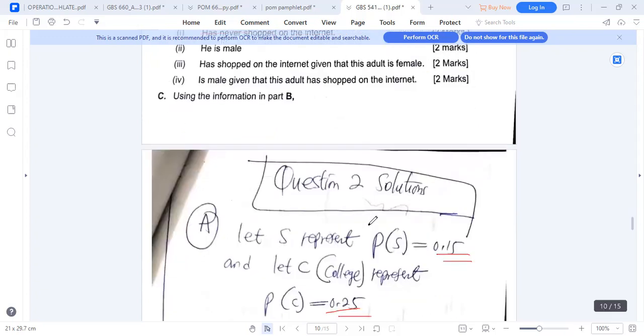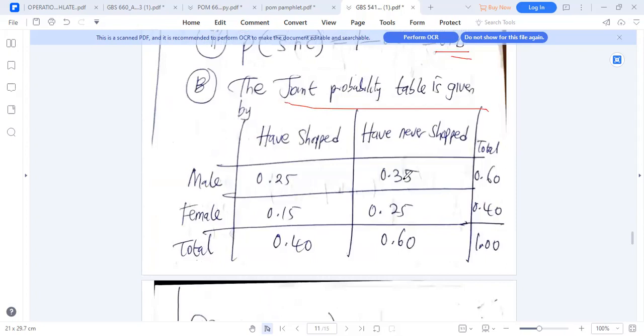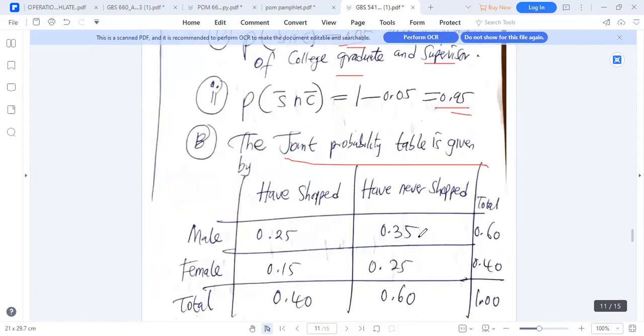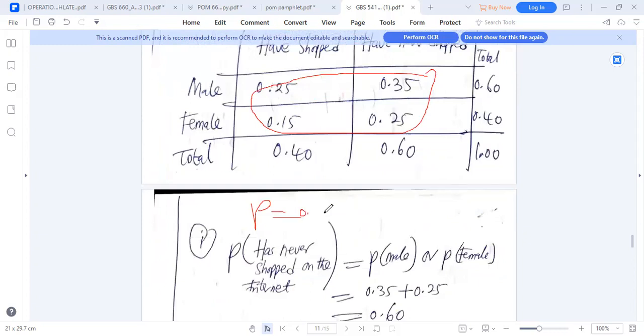So the joint probability table is given by these ones. When we divide each of these by 2000, the total probability for this is giving us 1. So probability is 0.25 plus 0.35, then plus 0.15 plus 0.25. So it's giving us probability of 1.